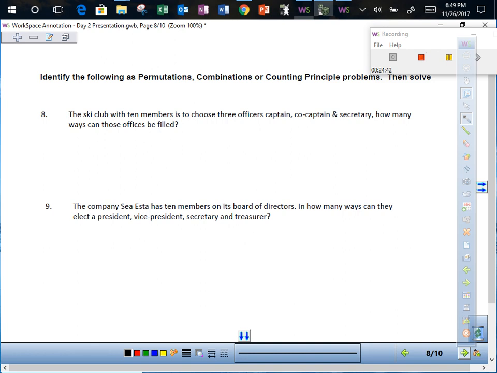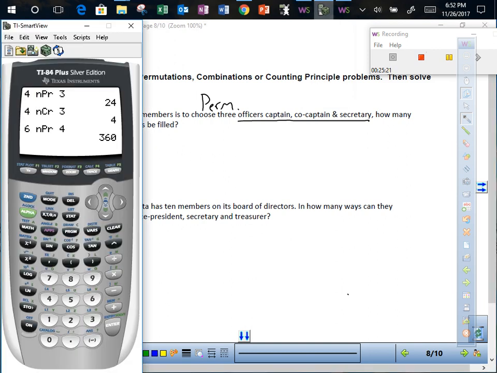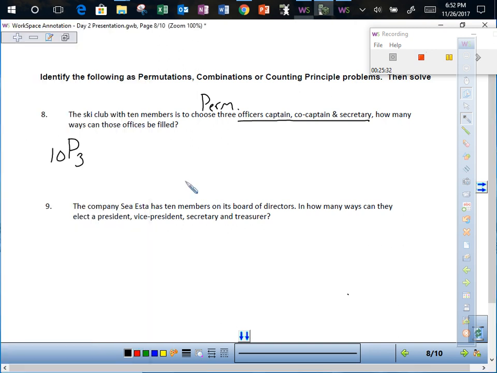I need you to recognize that this is a permutation. The reason it's a permutation is I'm giving them a rank: captain, co-captain, and secretary. If you recognize it as a permutation, you'll say there's 10 people to pick from, it's a permutation, and I'm picking 3 of them. If we run that through our calculator, 10, math, over to probability, down to nPr, pick 3, notice that the answer is 720. Then we're really done with that problem.